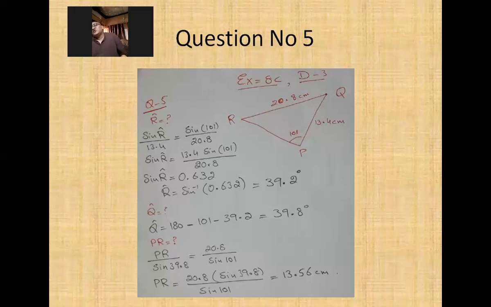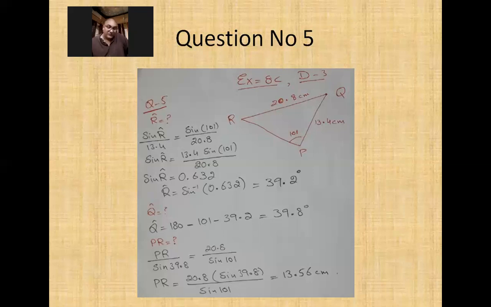Now we know two angles in this triangle. We know the P angle, that is 101. We know the R angle, that is 39.2 degrees. So I can find the third angle, the angle Q. That will be equal to 180 minus 101 minus 39.2, which equals 39.8.